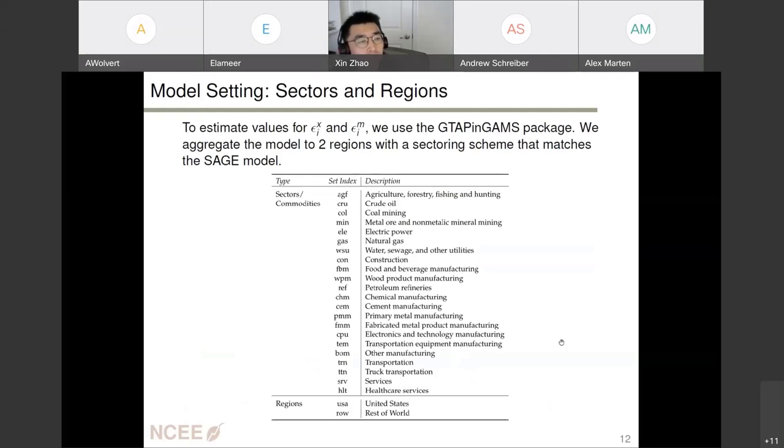So to estimate the values for epsilon X and epsilon M, we use GTAP and GAMS. In order to do so, because we're interested in average responses between the United States and the rest of the world, we aggregate the model to two regions. And then we also aggregate the sectoring scheme to match the SAGE model so that we can adapt elasticity estimates directly from GTAP and GAMS to SAGE. The SAGE sectoring scheme largely revolves around sectors that are more likely to be regulated by the EPA, for instance, manufacturing, electricity, and so forth, or sort of tangentially related sectors where we think indirect impacts are particularly important, and we can calibrate energy demand and so forth along with AEO and NEMS. Next slide.